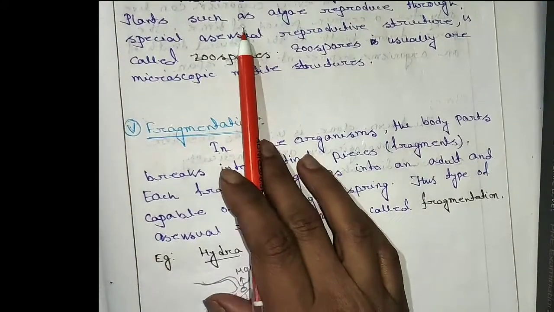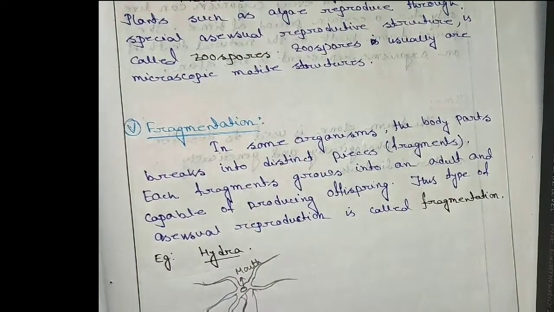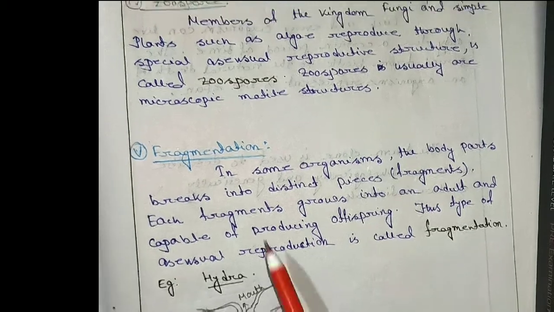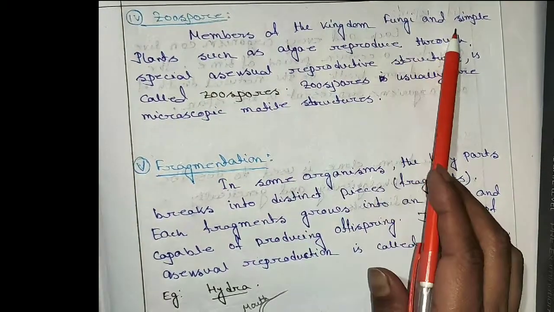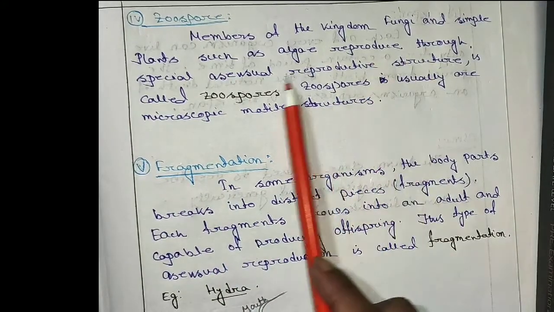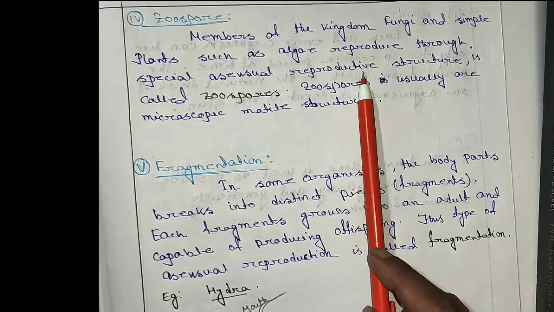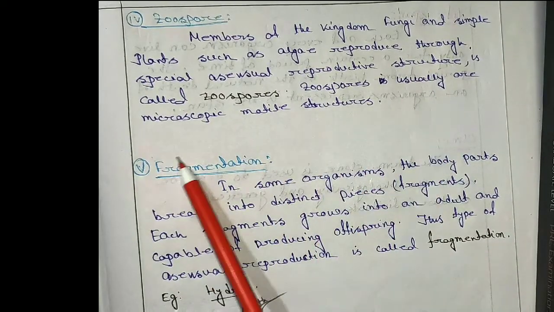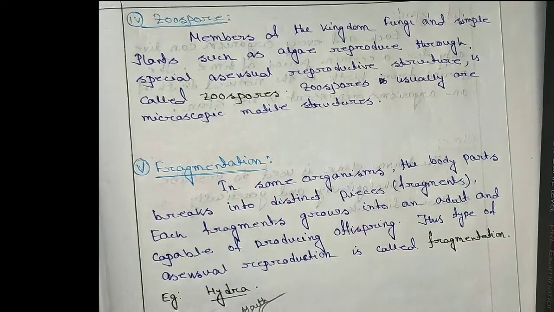Now, zoospore. A zoospore is a microscopic, motile structure through which the individuals can swim, and it is a mode of reproduction. Members of the kingdom fungi and simple plants such as algae reproduce through a special asexual reproductive structure called a zoospore. Zoospores usually are microscopic and motile structures.